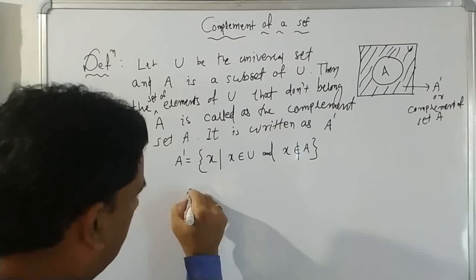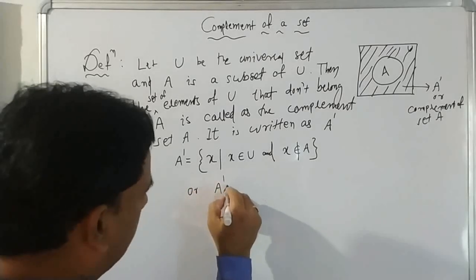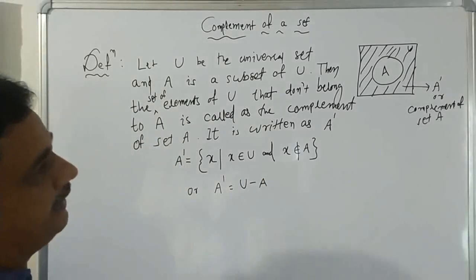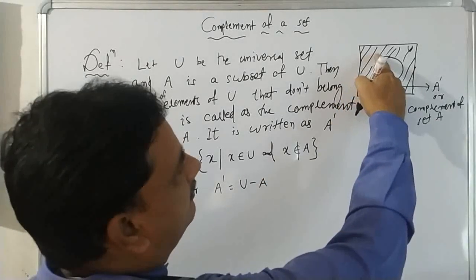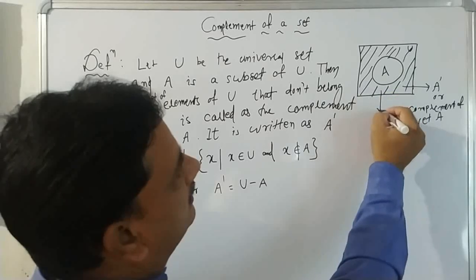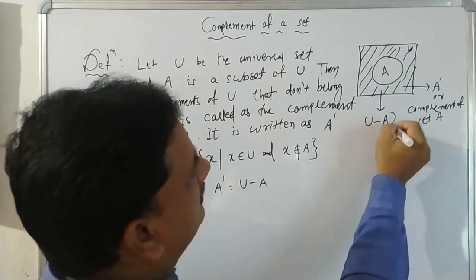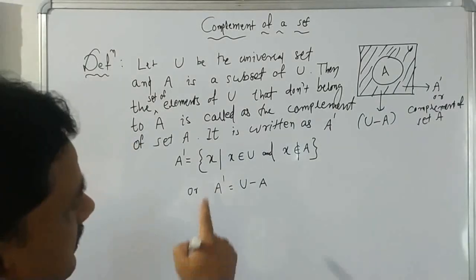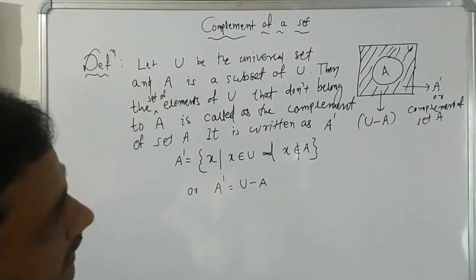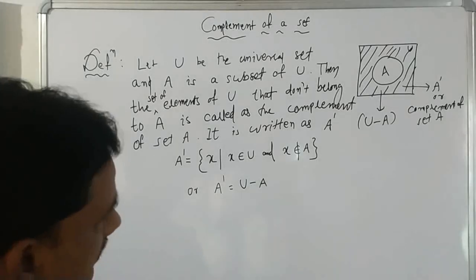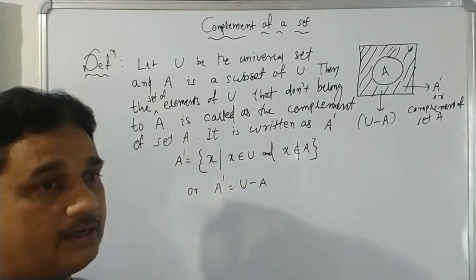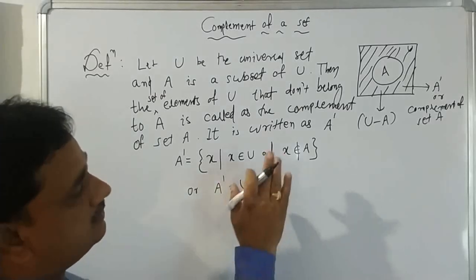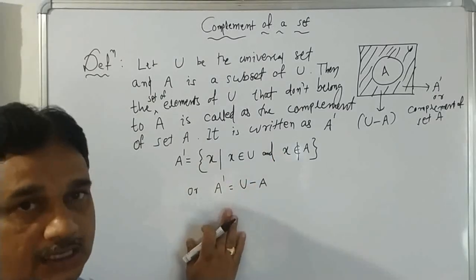Or you can write A dash is equal to U minus A. Now, what does this represent? This is U minus A: elements that belong to U but don't belong to A. This is the complement of a set. So anytime a set is given, while finding the complement set, just subtract it from its universal set.